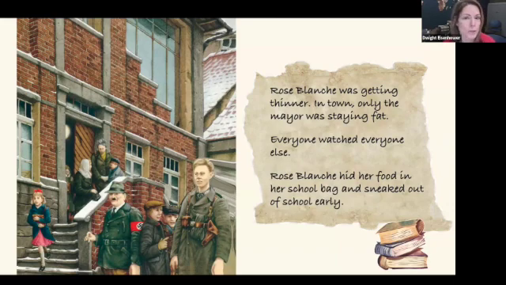I also want you to notice that the story has now switched to the third person. So Rose is no longer telling this story. Think about why the author chose to do that.